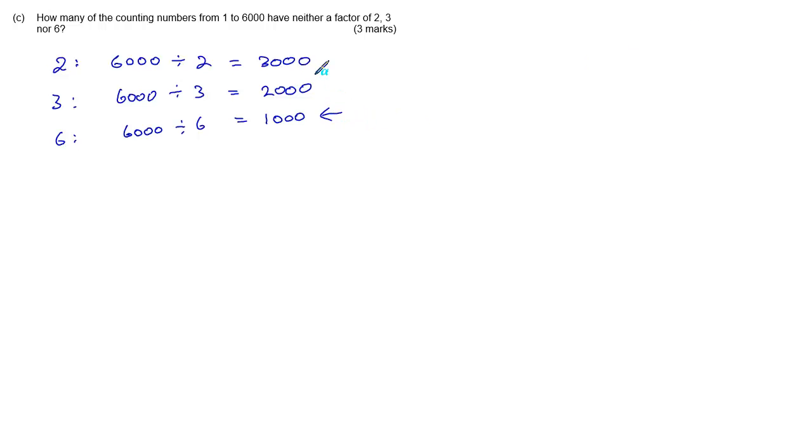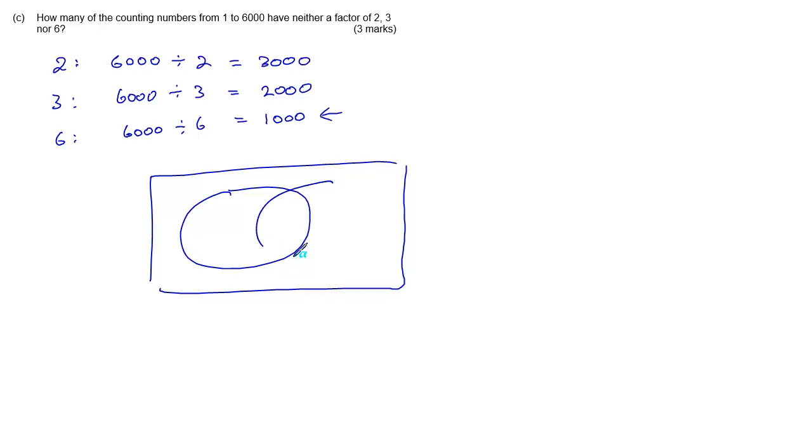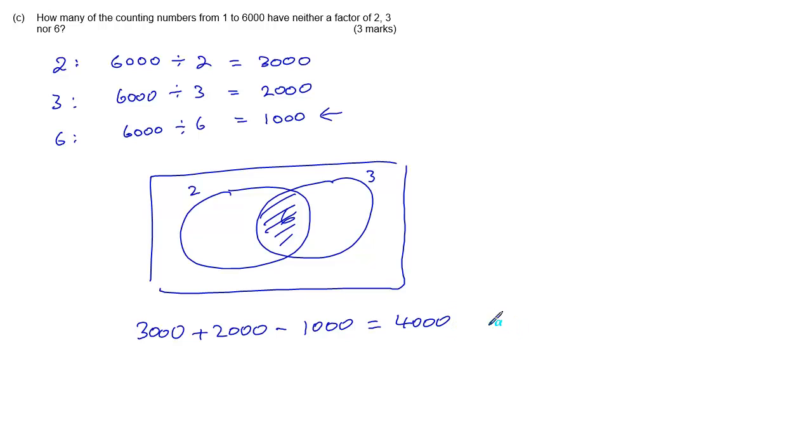But of course these ones have already been counted amongst these. If we look at that as a Venn diagram, and we have the 2's and we have 3's, then the middle here is the 6's. So we need to do 3,000, add 2,000, and then take out 1,000 so that we don't count this twice. So altogether that gives me 4,000. And we want the ones that don't have the factors, so that's just going to be 6,000, take away 4,000, is equal to 2,000.